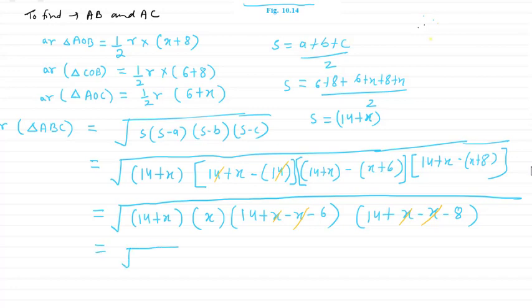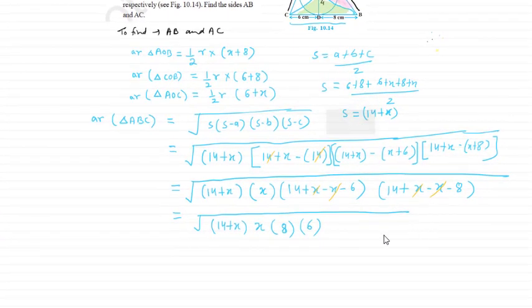So here we will get root of 14 plus x into x. Here I'll get 14 minus 8, 6. And the second one I'll get 14 minus 6, 8. So this I will get. So this is my area of triangle ABC.